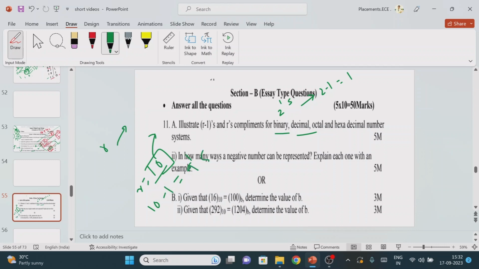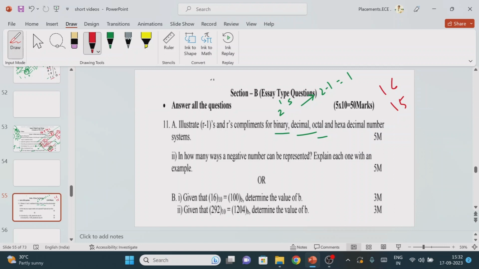This is the representation. Now for the octal number system, what is r's complement? Octal means 8 representation, so r's complement means 8's complement, and r minus 1 means 7's complement. The hexadecimal number system is the representation of 16, so r's complement means 16's complement, and r minus 1 complement means 15's complement. Now just try to read the second question.